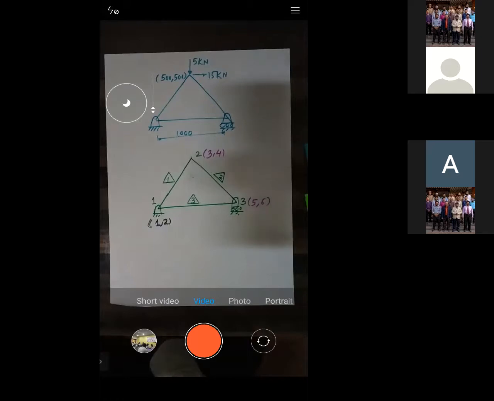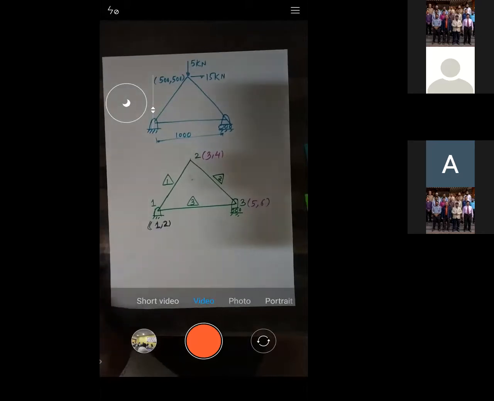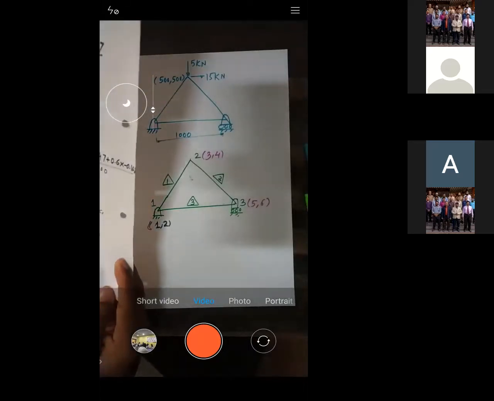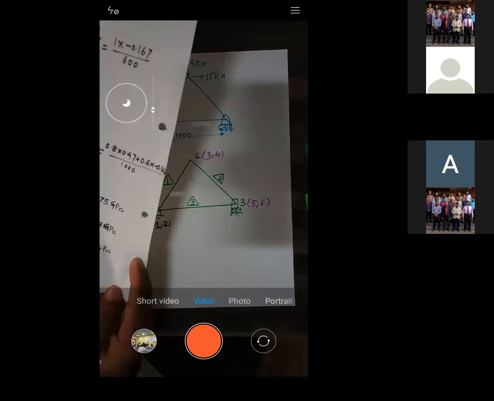No, sir. Yeah. So what basically we have done here is we have solved two problems based on this chapter. Okay, so now we have finished with the problem.